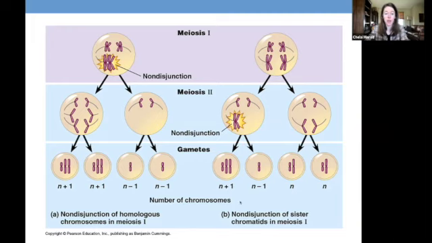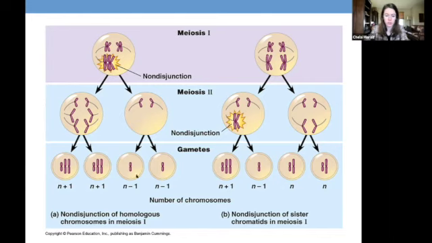So you can have non-disjunction where that tetrad is not breaking up in meiosis 1. And so you have 2 of the daughter cells that have 2 copies of chromosome 17, but then you have 2 daughter cells that don't have any copies of chromosome 17. So that is a pretty major non-disjunction event occurring that is basically creating a trisomy individual and an individual that's not even monosomy. They don't even have 1 copy of that gene. So obviously that's going to create some issues.